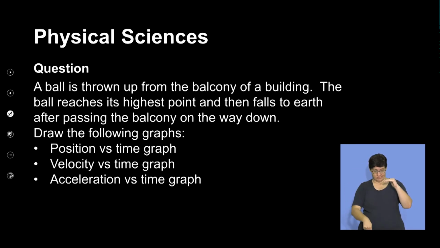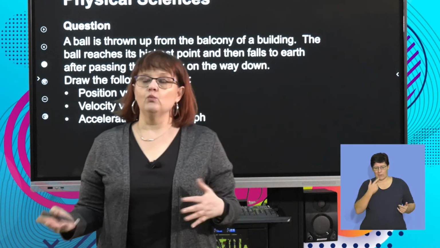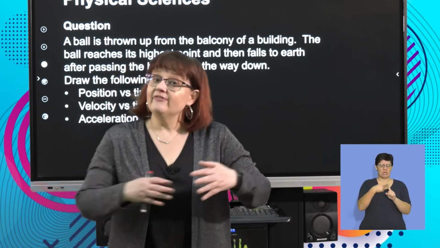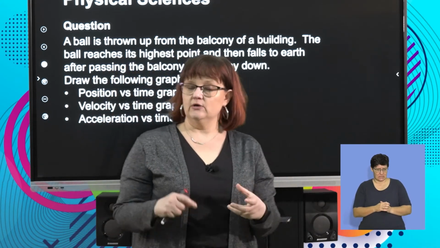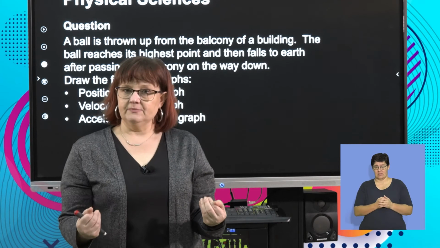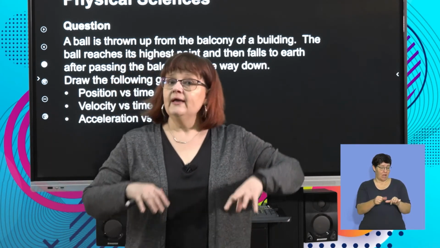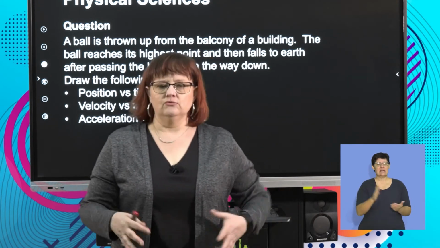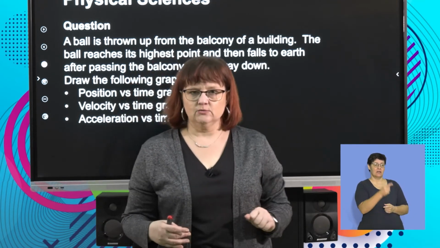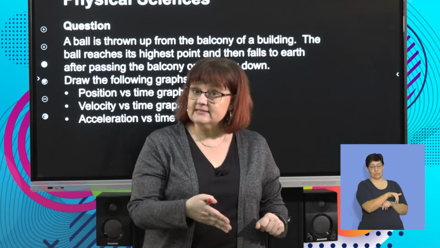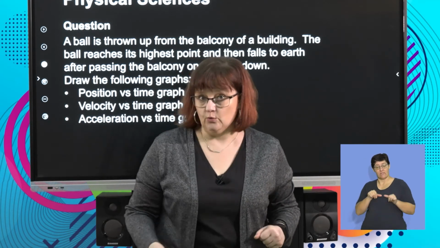Now they want us to draw a position versus time graph, a velocity versus time graph, and an acceleration versus time graph. What they haven't said to me is which direction we want as positive. That makes a difference. So now we've got to be careful. We need to make a decision and stick to it. We can't change halfway through. In some questions, they'll tell you this is the direction we want as positive. That's the direction you must work with.